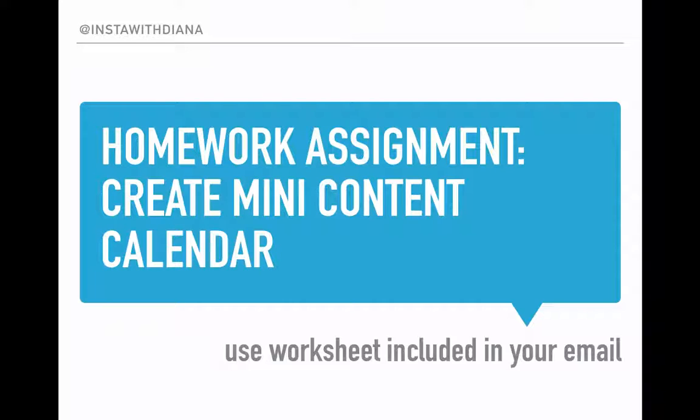So your homework assignment is you're going to create a mini content calendar, 2 weeks worth. Think of a theme. Think of how you can be consistent. How many times are you going to post? Just come up with a calendar. And from that calendar, you may want to create content to fit that calendar. So sit and think of ways you can have great content within 2 weeks. So that is your homework assignment. Use the worksheet included in your email. If you have any questions, please reply back.